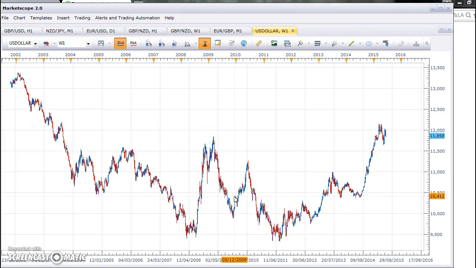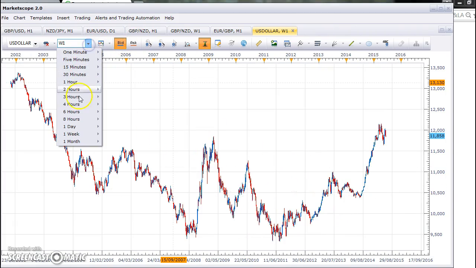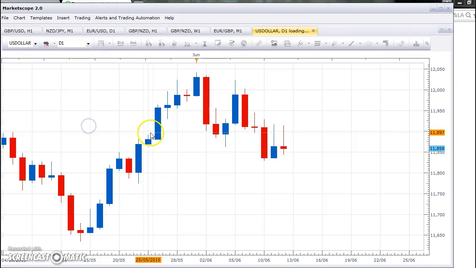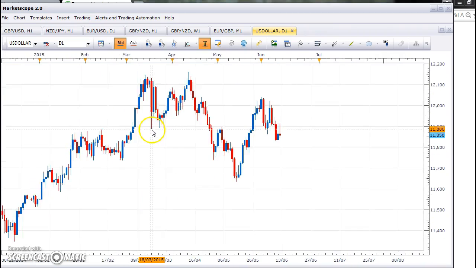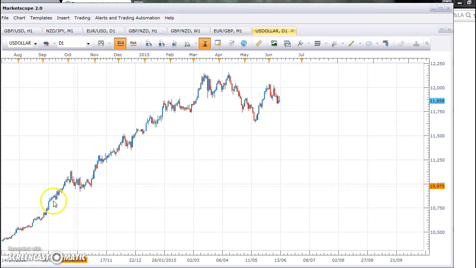Okay, this is the weekly chart. Moving to the daily chart, you can see that it has made progress after some doubts. So it moved up, obviously, all of 2015, and we're going into this period of sort of consolidation. It's not really a reversal. It doesn't look like a reversal, or at least not yet.